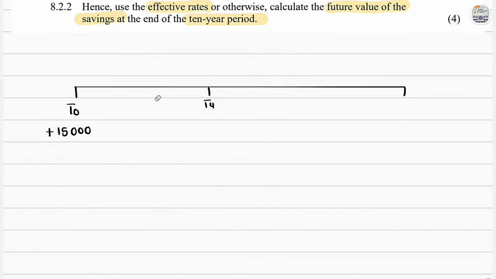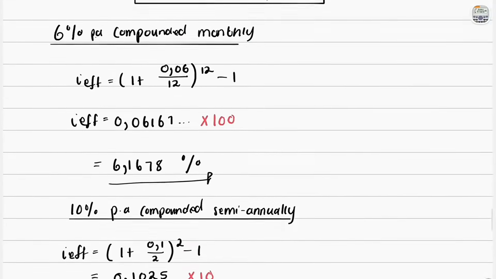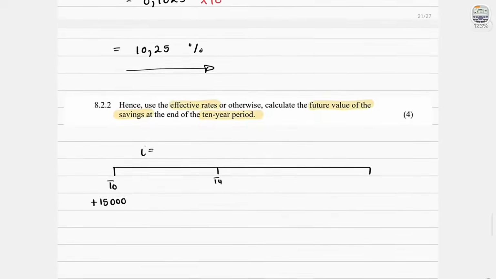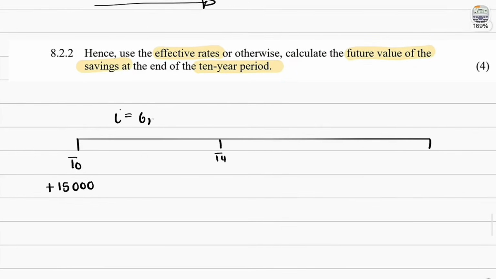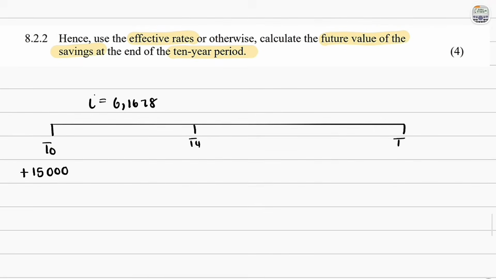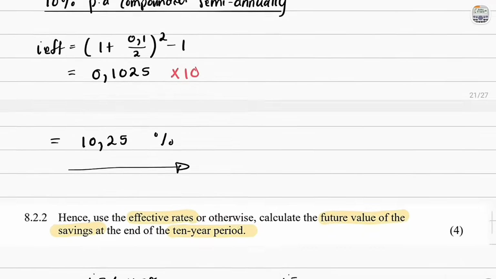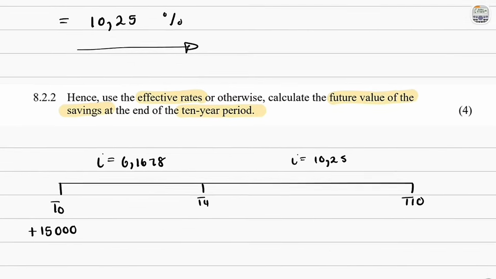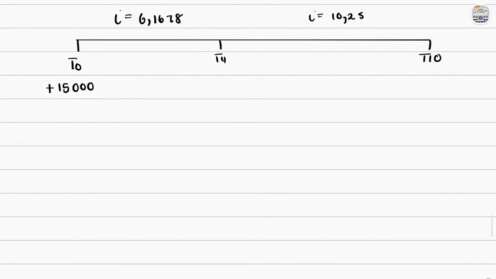So from term 0 to term 1, the interest rate was, and we're just going to use this interest that we have here. So that is that 6.1678, okay? 6.1678, we're going to use that. And then for the next 6 years, so till T10, that is, we're going to use this 10.25. 10.25. Okay, so let's go ahead and invest this money.